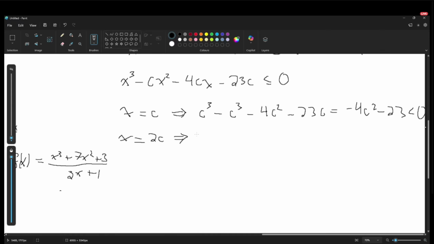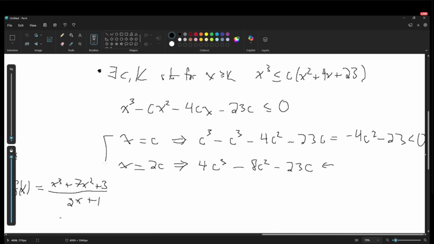Okay, so 8c minus 4c, so we're going to get 4c cubed minus, and then 4 should be 8c squared. 8c squared minus 23c. Okay, and this is dependent on c, whether it's more than or less than 0, right? But the statement here is saying that it's always less than 0. So you can kind of see what's going on here, right?